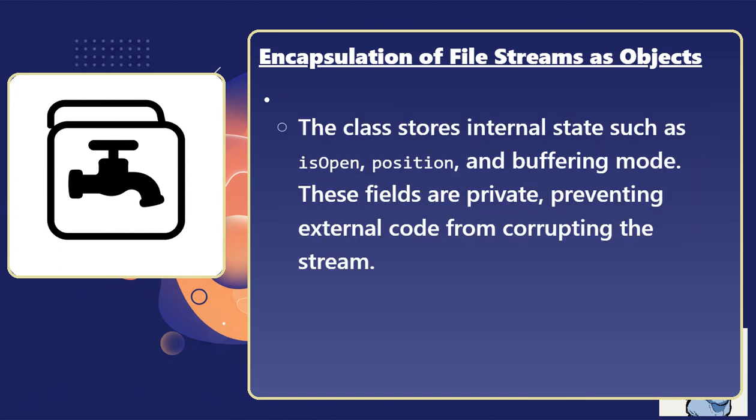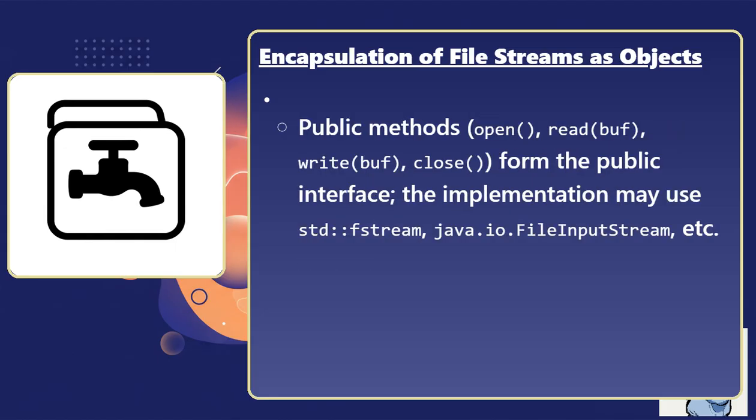Technical depth: the class stores internal state such as isOpen, position, and buffering mode. These fields are private, preventing external code from corrupting the stream. Public methods open(), close(), read(buffer), and write(buffer) form the public interface. The implementation may use std::fstream, java.io.FileInputStream, etc.